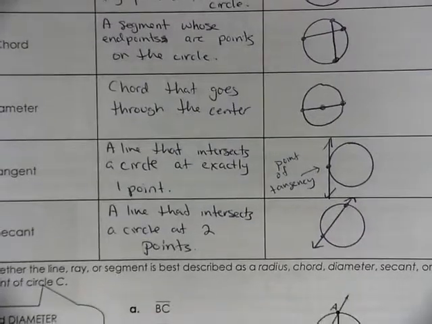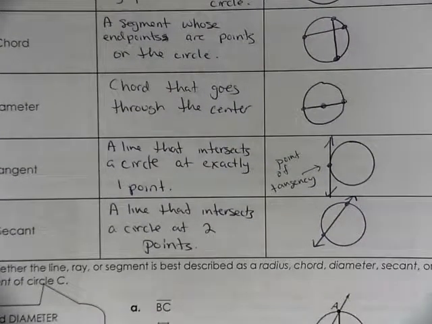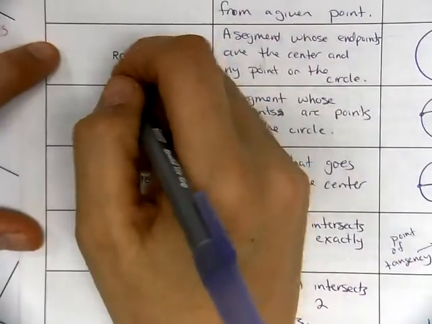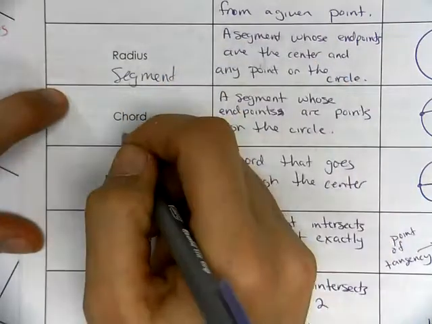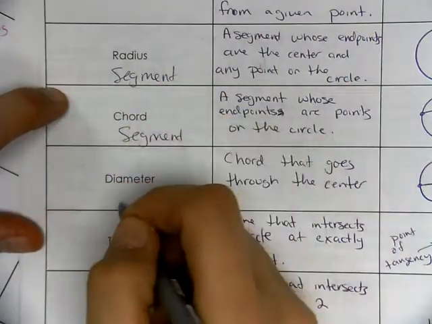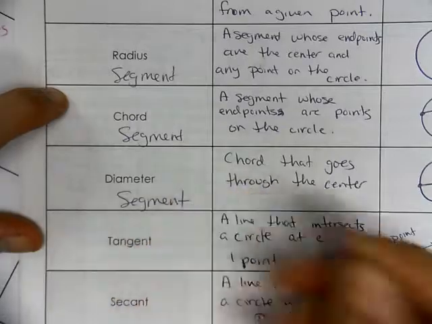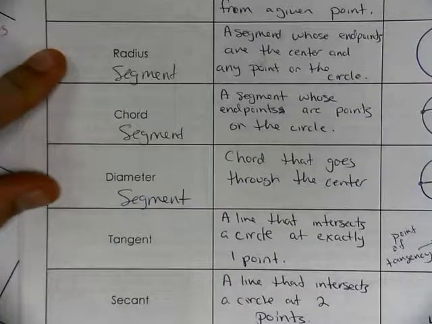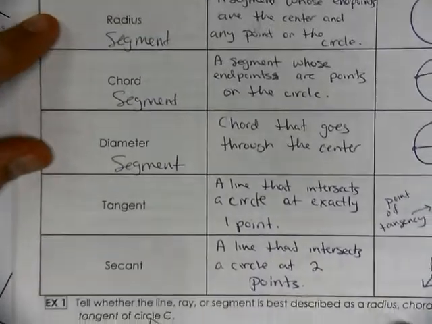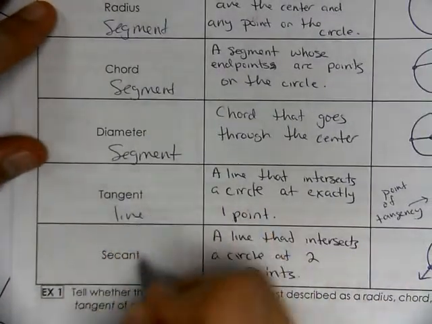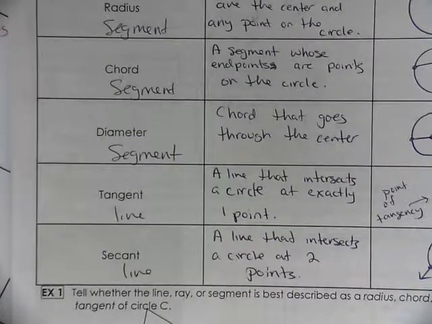So when you're looking at these definitions, 3 of them are segments, 2 of them are lines. So when you're trying to match, you want to look at the top. That will help you. A radius is a segment. A chord is a segment. A diameter is a segment, meaning it stops. All 3 of those stop at the edge of the circle. A tangent and a secant are lines. And that's kind of how I remember the difference. So a secant is just a chord that's a line.